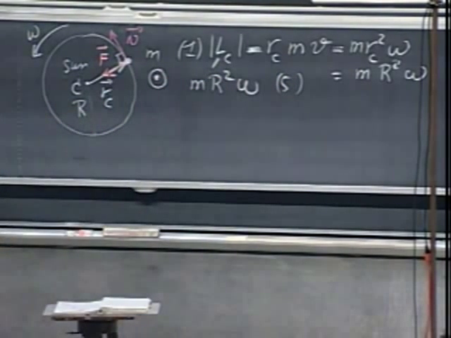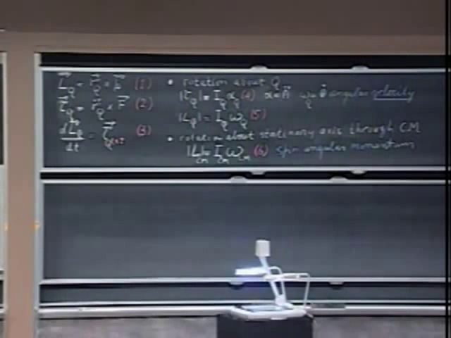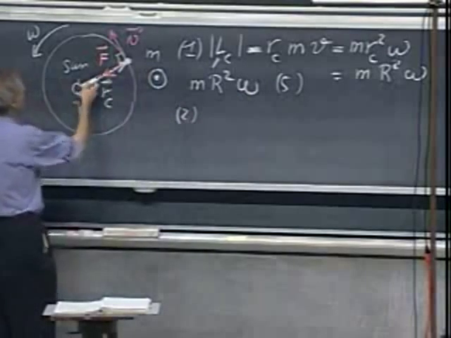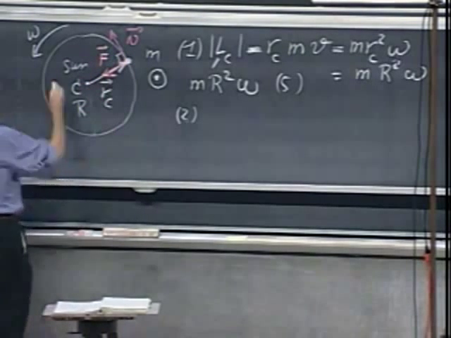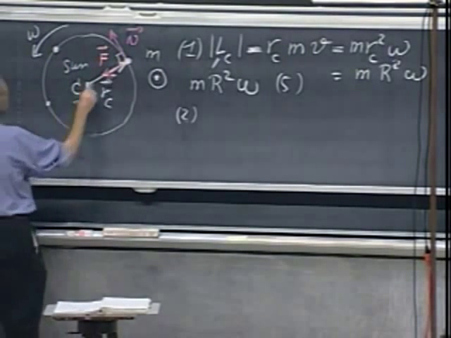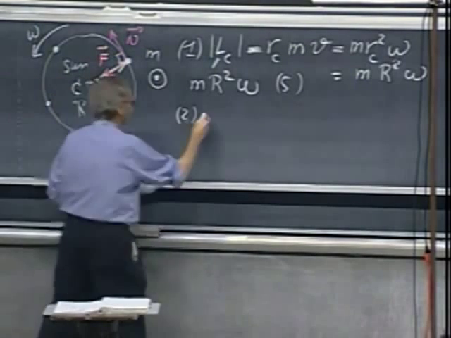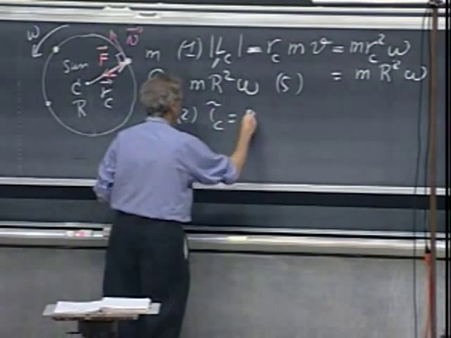If I go to equation number 2, then equation number 2 is telling me that if I choose point C, but only if I choose point C, the torque relative to point C is 0, because the force and the position vector make an angle of 180 degrees with each other. Whether the object is here or here or here, that makes no difference. And so the torque relative to point C is 0.